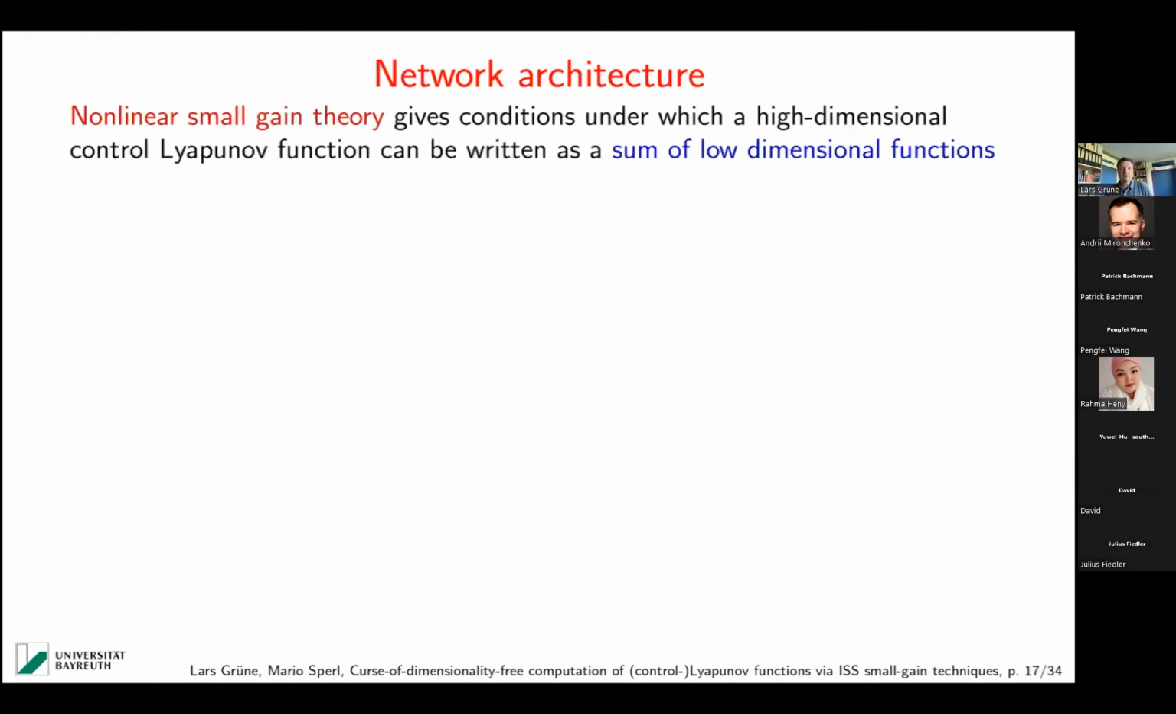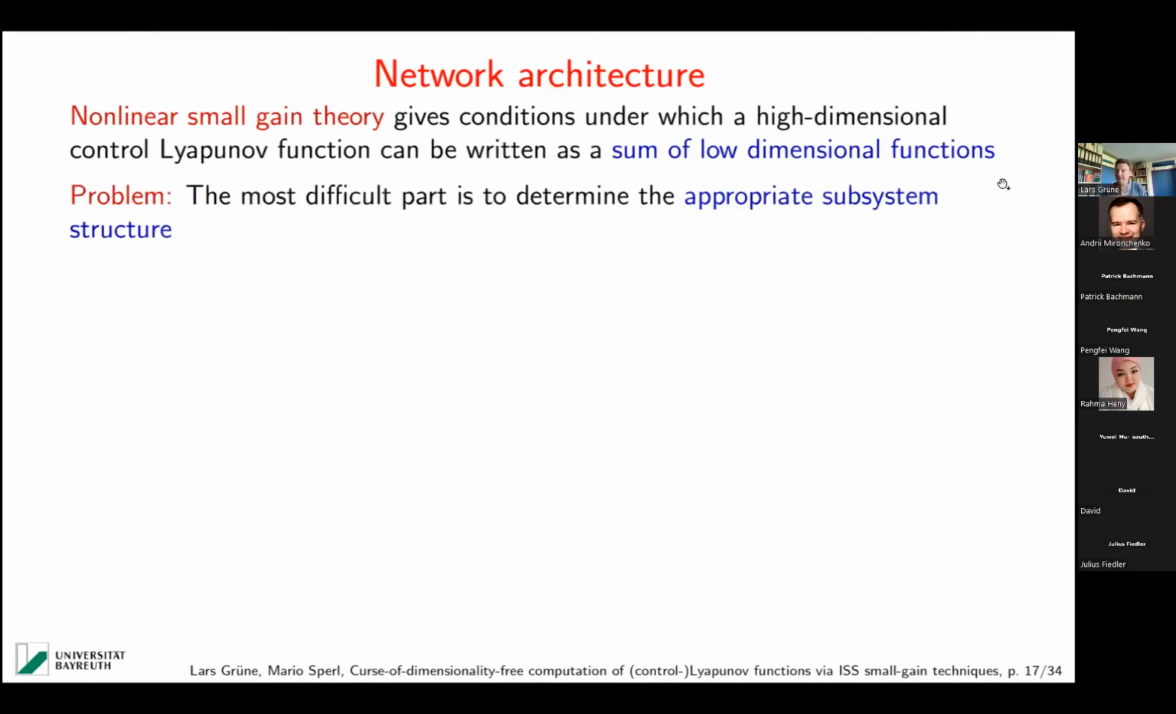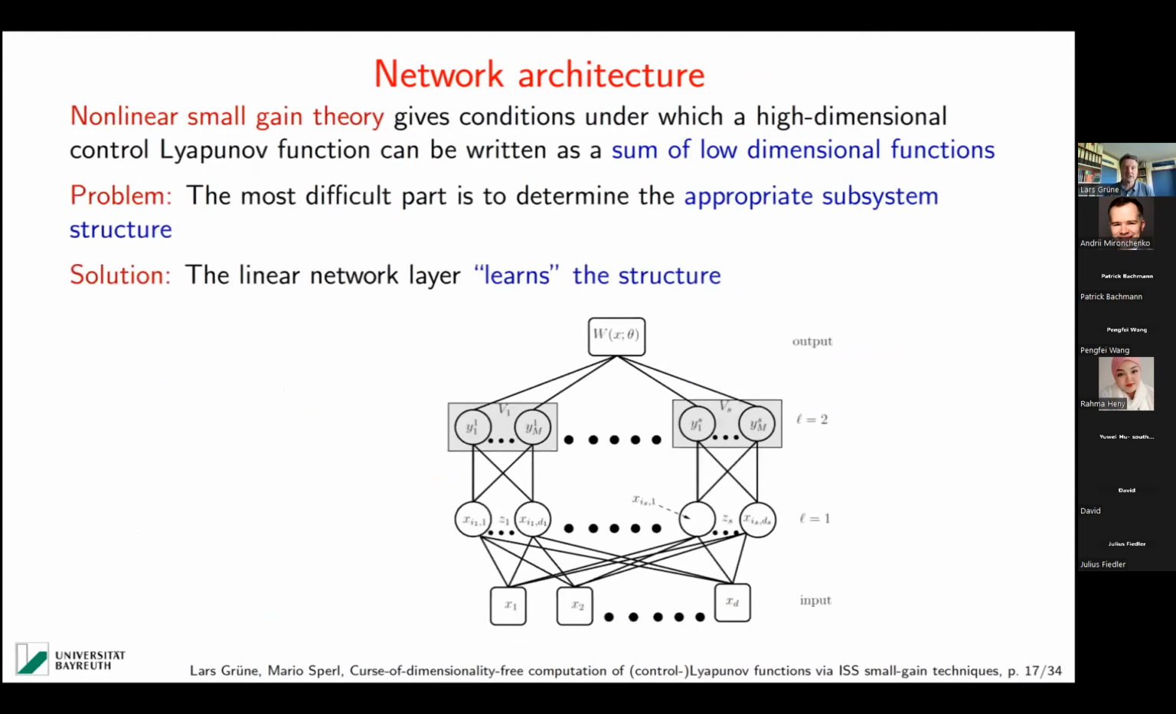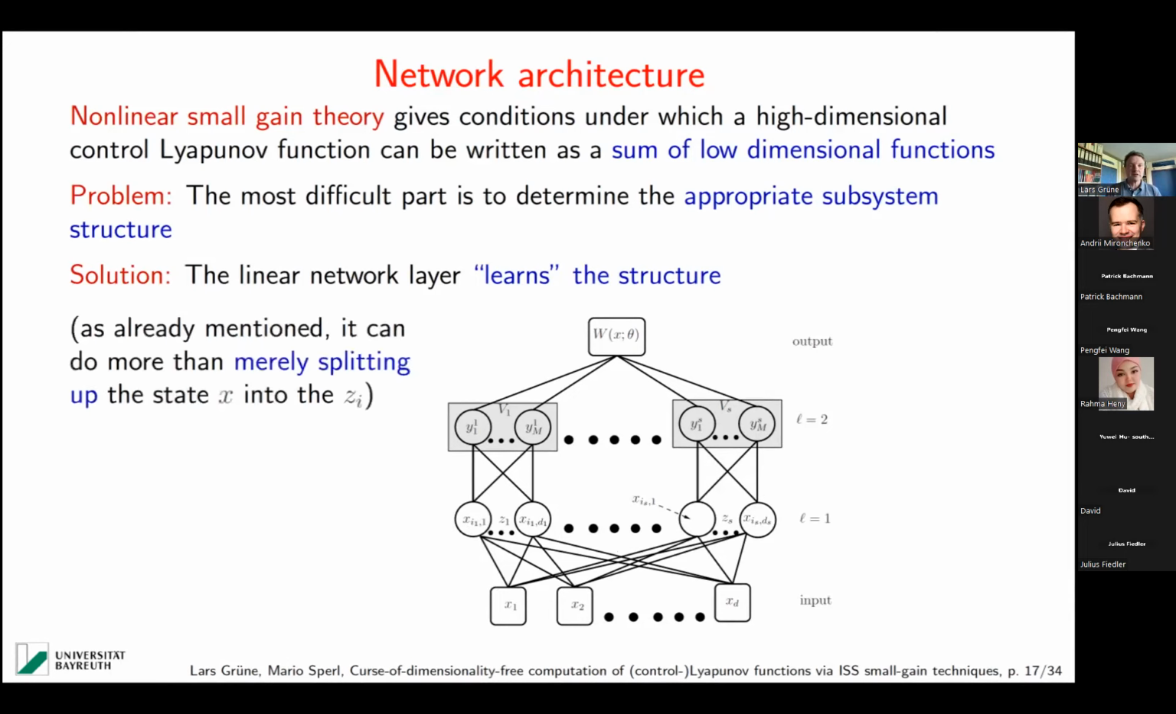Yeah, so this gives us a condition under which a high-dimensional control Lyapunov function can be written as a sum of low-dimensional functions. And what I already said a while ago is that the most difficult part is now to determine the appropriate subsystem structure. This is exactly what the lower layer here can do. So this really can determine the structure that we need in order to get these low-dimensional functions, right? So how to split up can really be learned by the neural network. And as already mentioned, it can actually do more.